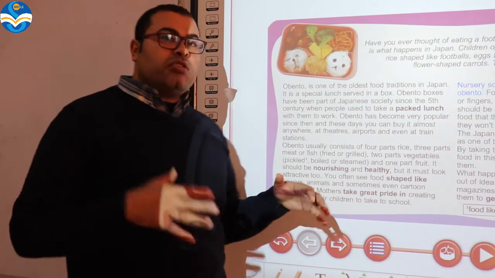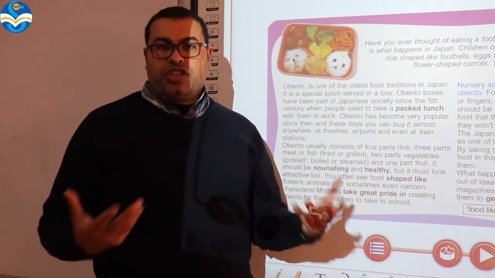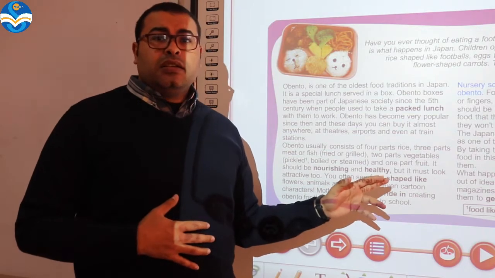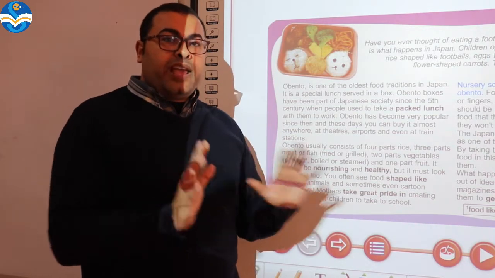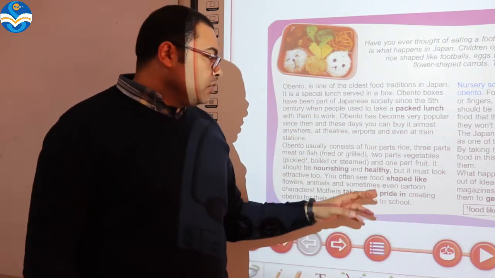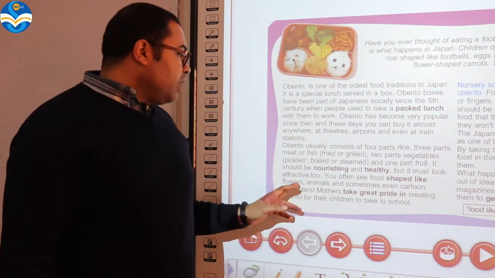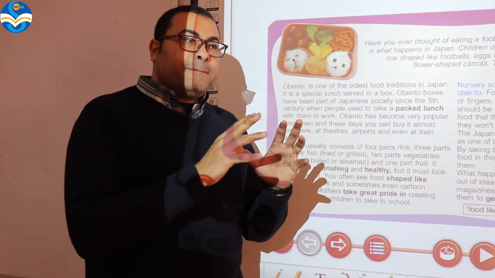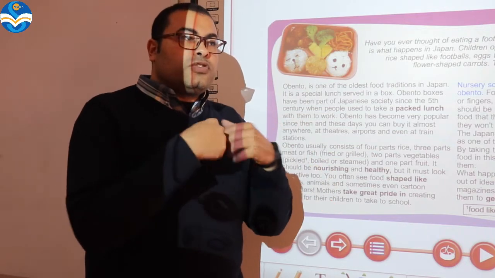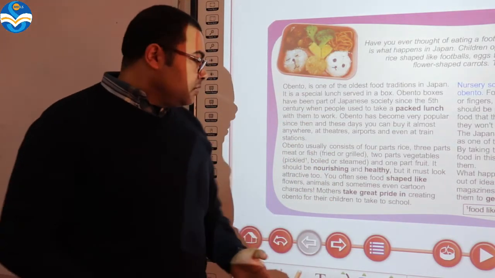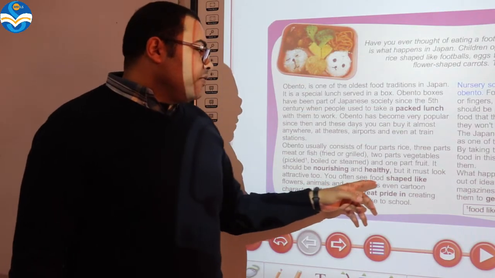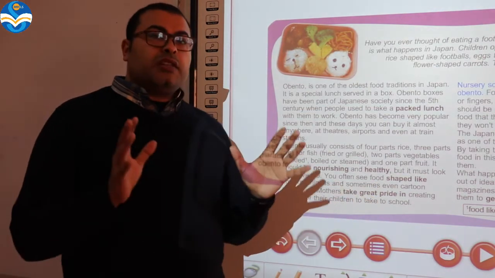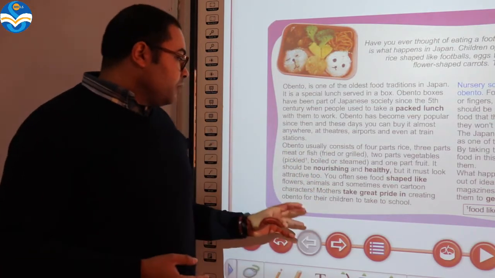It should be nourishing. Nourishing means refreshing, gives you energy, and healthy. It must be away from unhealthy food, but it must look attractive. Attractive means it attracts you and encourages you to eat. You often see food shaped like flowers, animals, and sometimes even cartoon characters. Shaped like means looks like.